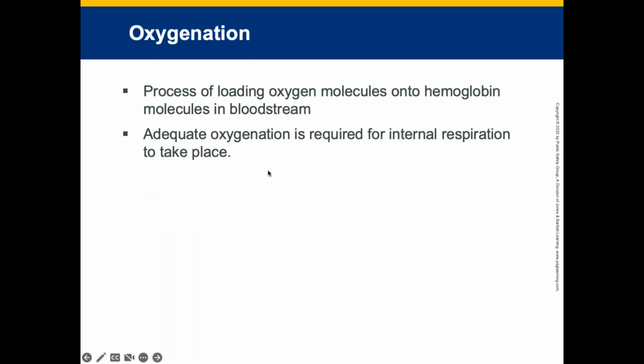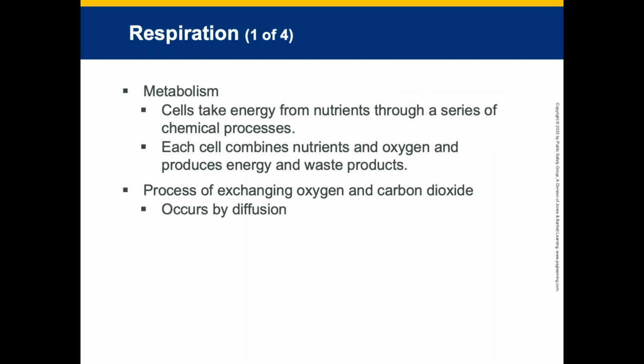So oxygenation is the process of loading oxygen molecules onto the hemoglobin, red blood cell molecules in the bloodstream. Adequate oxygenation is required for internal respiration to take place. Our body has to start doing this to metabolize. Respiration is the metabolism where cellular respiration cells take energy from nutrients through a series of chemical processes. We'll get to that in a moment. Each cell combines nutrients and oxygen and produces energy and waste products, right?